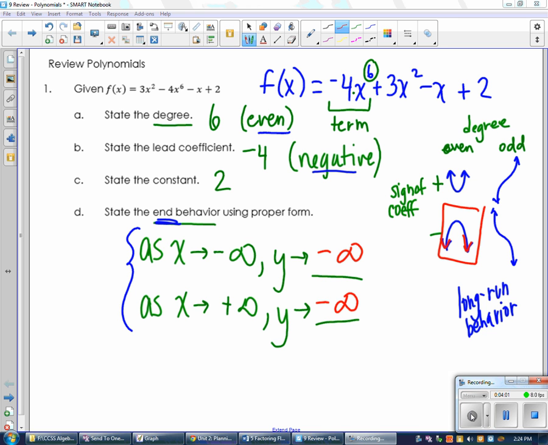So it will help, when you're asked to write the end behavior, to sketch a picture first. And also, if you sketch the wrong picture, but your end behavior is correct for the picture you sketched, then I can sometimes give partial credit for that.